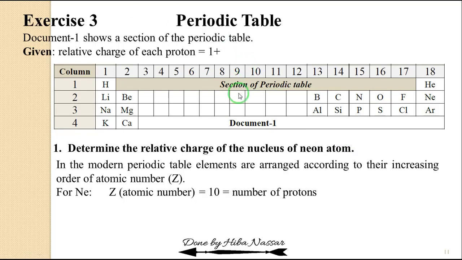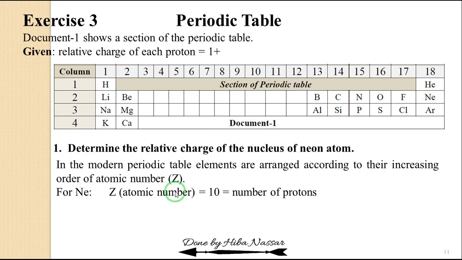In the modern periodic table, elements are arranged according to their increasing order of atomic number. So looking here at document 1, for hydrogen we have Z equal 1. Moving here to helium, Z equal 2. Moving to lithium, we have Z equal 3. And so on to reach neon, Ne, which will be equal to 10. So the atomic number of neon will be equal to 10 according to the given information.